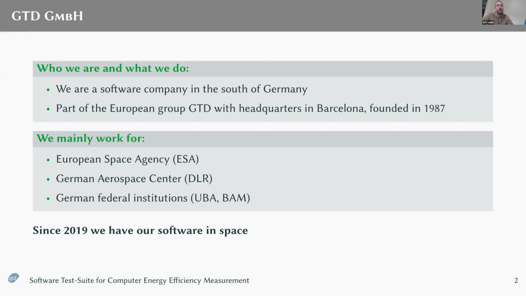What we usually work for, where we get most of the projects, is the European space industry. That's our main work. And apart from that, we also work for different German federal institutions like the Umweltbundesamt or the Bundesanstalt für Materialforschung, which also does the tasks of market surveillance in Germany. And we also have some members present now among the attendants. That's all about GTD itself. So let's go for the tool then.